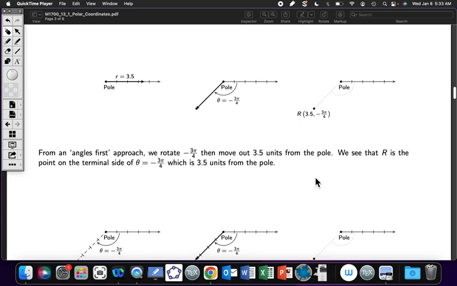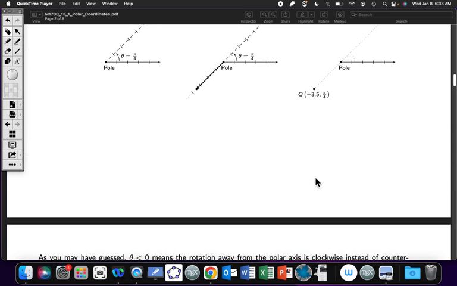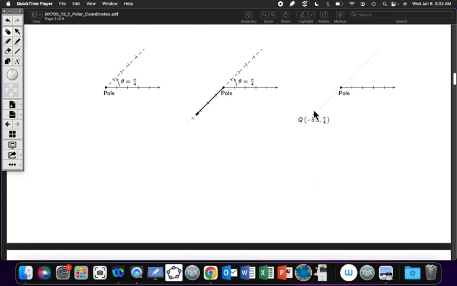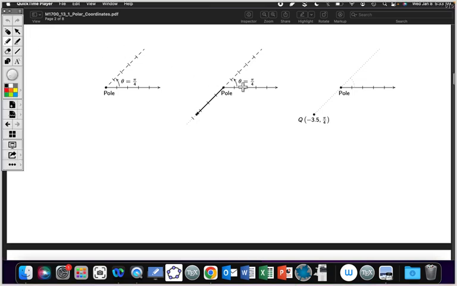Now, if you look at these last 2 points, they ended up in the same spot. All right. If you look at this point, there's lots of different ways we can get to it. So this is one way to get to this point. The other way we got to this point is we went out 3.5 units and then rotated negative 3 pi over 4.